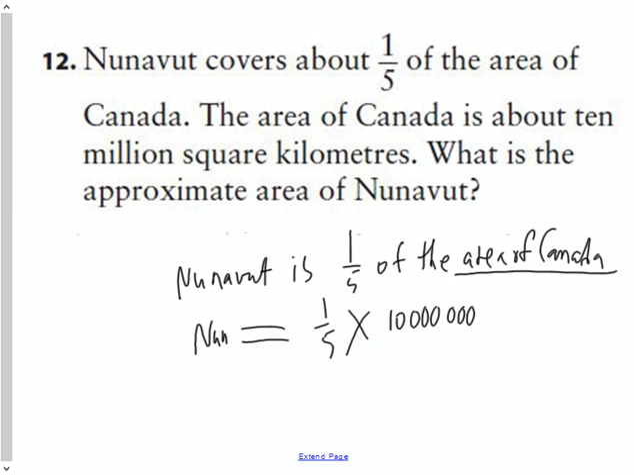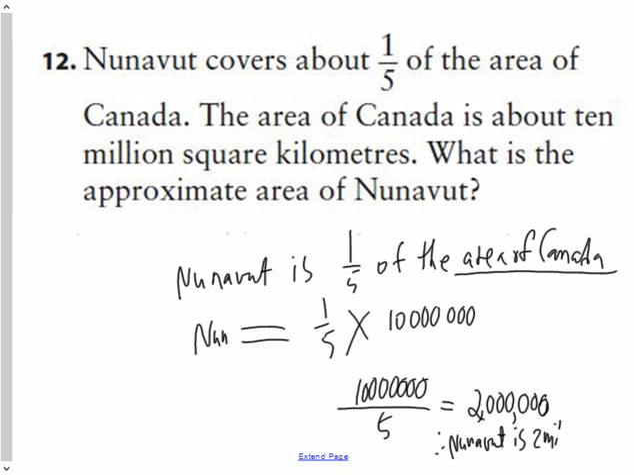But I am going to ask you, how many fifths would you have? You would have 10 million fifths, which is now no longer really, I want to think of it not as a fraction, but rather as a division, or whatever I want to think of it as. 10 million fifths would end up being 2 million. 2 million. So therefore, Nunavut is 2 million square kilometers.